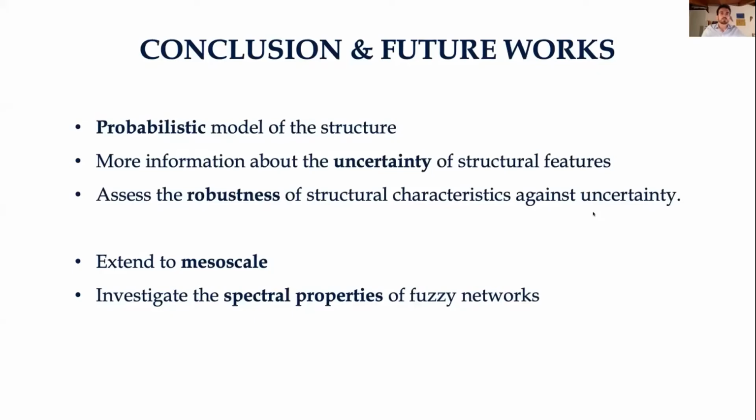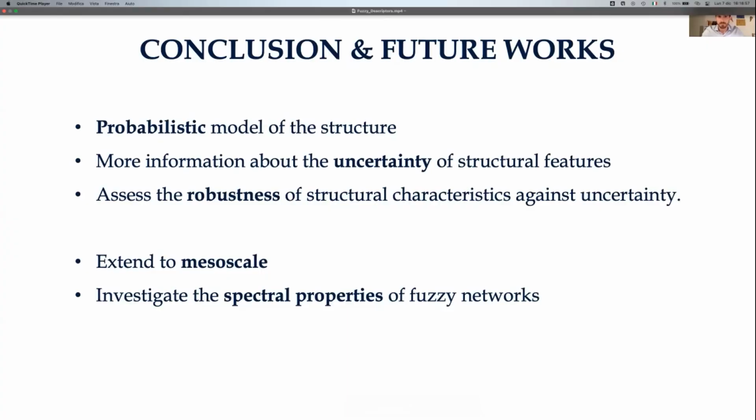So in conclusion, from a probabilistic model of the structure, we defined the topological descriptors of a complex system, keeping information about the uncertainty until the end of the process, without an explicit reconstruction of the entire network. In the future, this work can be extended in various ways, for example, to other descriptors and to the mesoscale structural features. In addition, the fuzzy representation of the network can also be used to investigate the dynamical properties of the networks, studying, for example, the spectral properties.